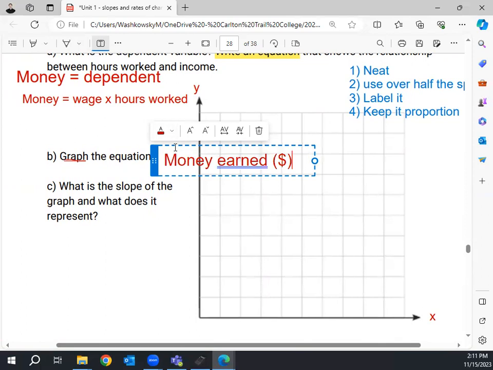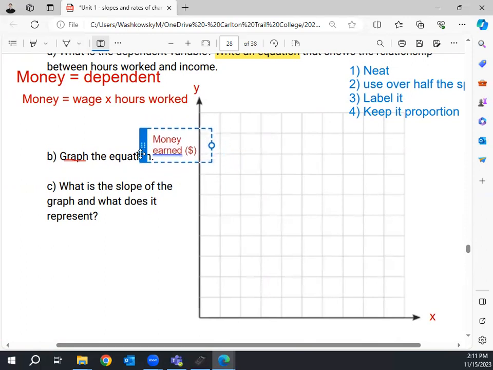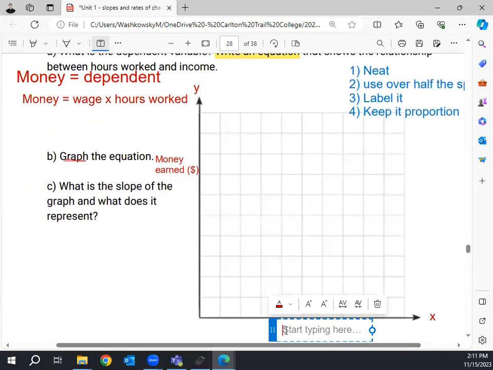Money earned, dollars. I'm labeling my graph right now. It's what's happening. This is what I'm doing. So when I put money earned, dollars, that's this whole line. Which means, if I have money, what's going to be on the bottom here? What are my two variables again? Look at question A.